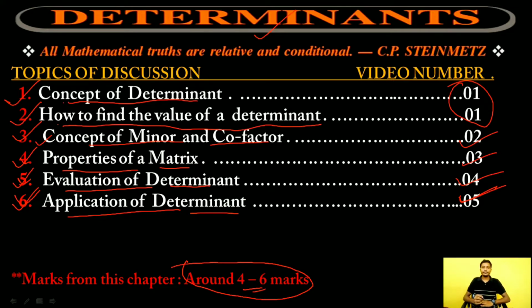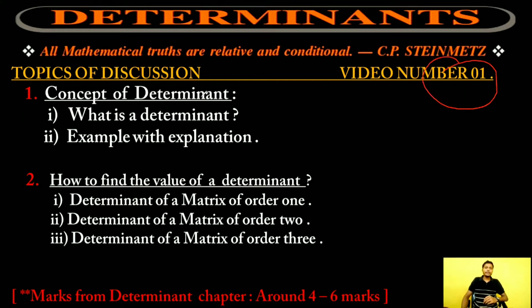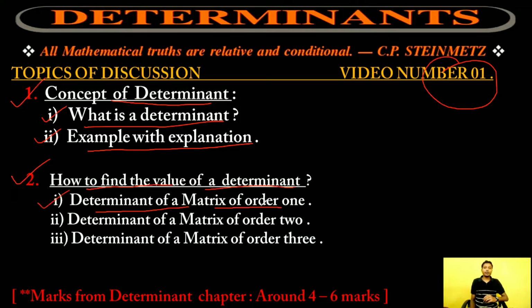Okay. Now in this first video, I will discuss the following topics one by one. First, concept of a determinant. In concept of a determinant, we will learn what is a determinant and its example with explanation. Second, in how to find the value of a determinant, we will learn determinant of a matrix of order 1 and determinant of a matrix of order 2, and third, determinant of a matrix of order 3.